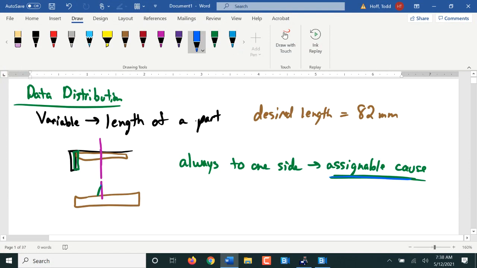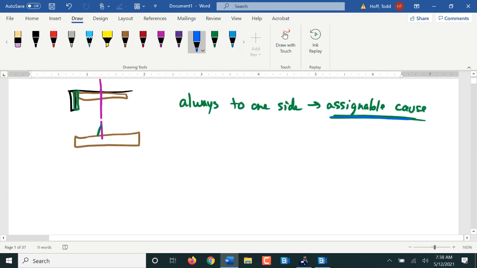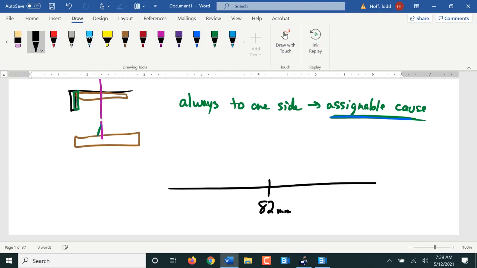So anyway, it should be equally off to either side, and it should form a data distribution, something like this. If this is the 82 millimeters that we want it to be, if I cut one part, it might be slightly smaller than 82. The next one might be a little bit bigger. The next one might be really close to right on. Maybe a little smaller, a little bigger. And I just keep putting dots on here, the length of those parts that come off.